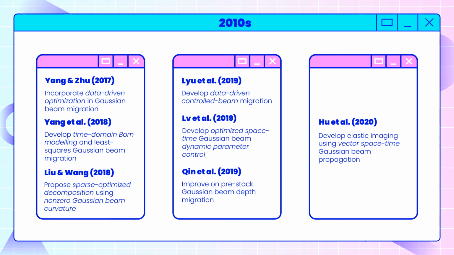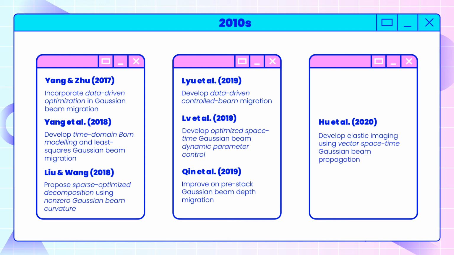Liu and Wang in 2018 proposed sparse-optimized decomposition of seismic data using non-zero curvature of the Gaussian beam and used the waveform function obtained by decomposition for sparse Gaussian beam migration. Liu et al. in 2019 developed data-driven controlled beam migration based on Gaussian beam by utilizing the slowness information from source and receivers to migrate selected events.